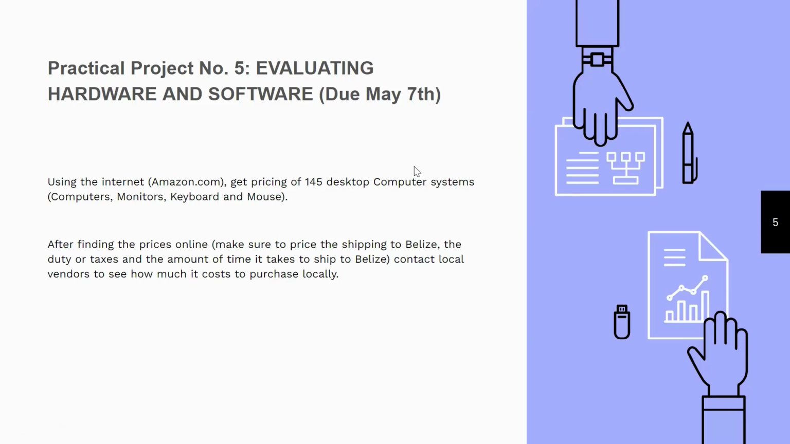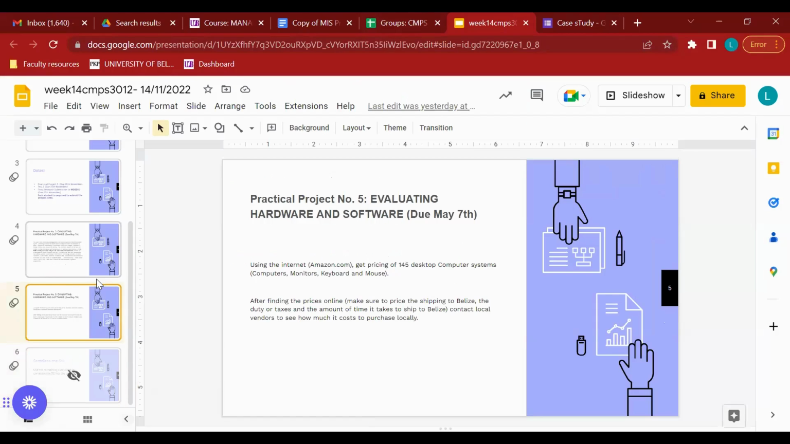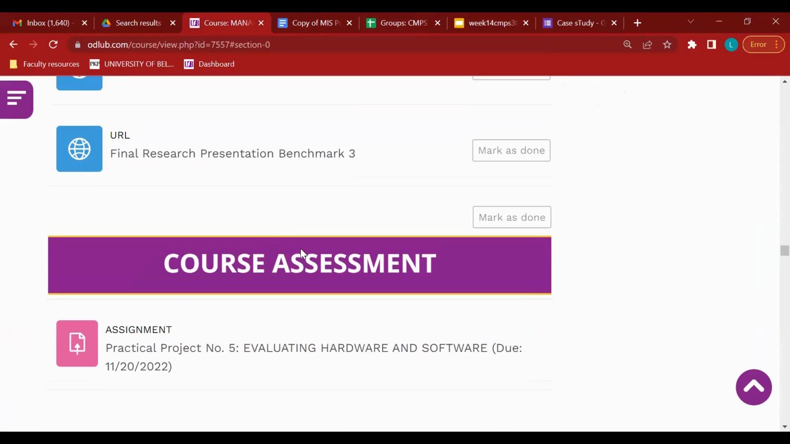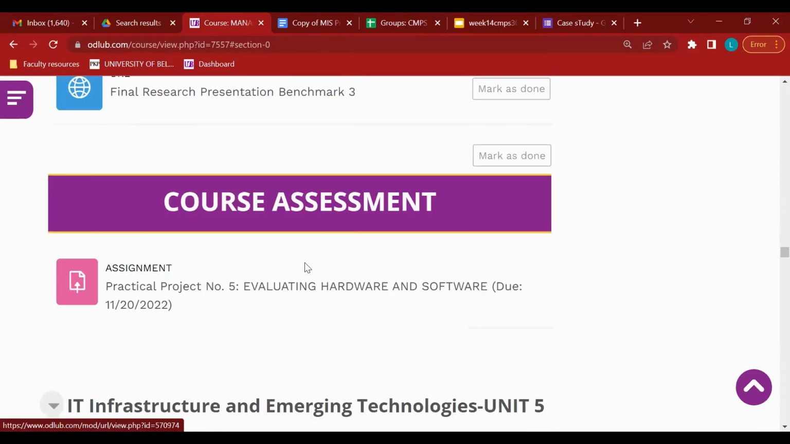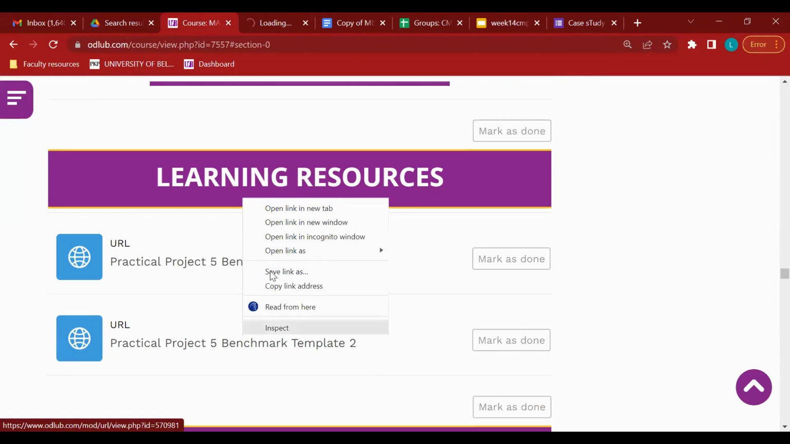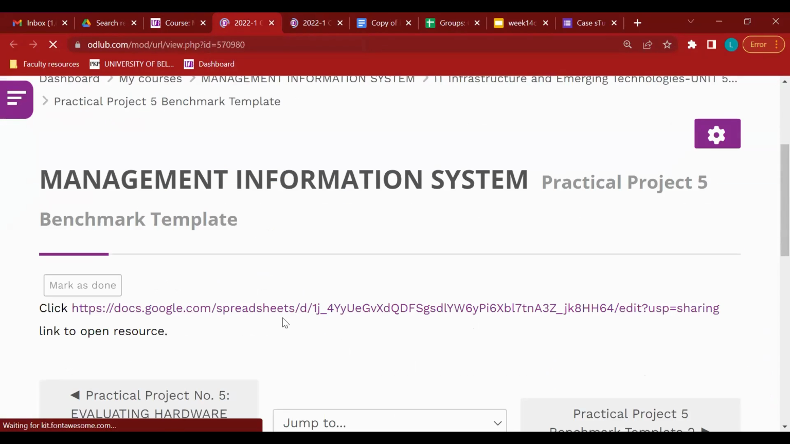It's due on the 20th of this month. All right. So as we proceed, I wanted to cover that for persons who were still not quite clear on the assignment instructions. Also on Moodle, you will be able to see some examples of benchmark presentations or templates that you can use. Now, these templates give you a breakdown of what is expected.